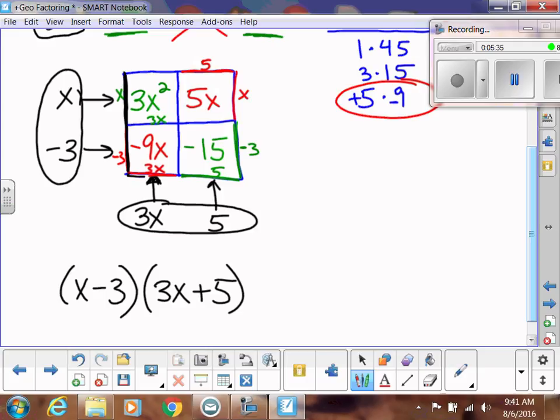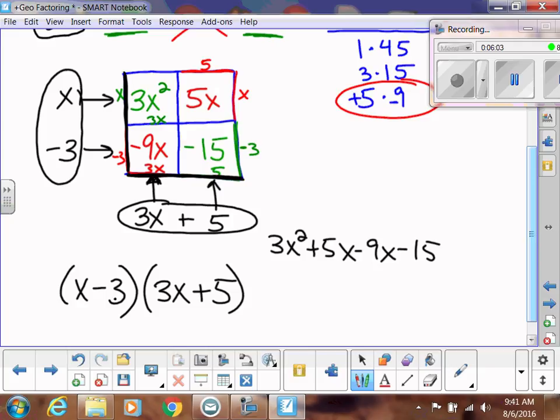And then this whole side of this big rectangle is 3x plus 5. All right, so that's where we're getting the dimensions of that entire rectangle. So we are saying x minus 3 times 3x plus 5 would give us the 3x squared plus 5x minus 9x minus 15. And you can check it and it would come out the same. Okay, so that's the area method.